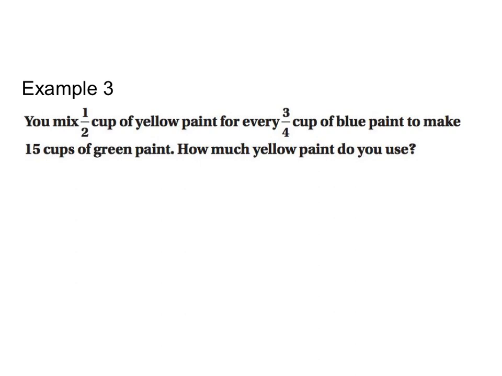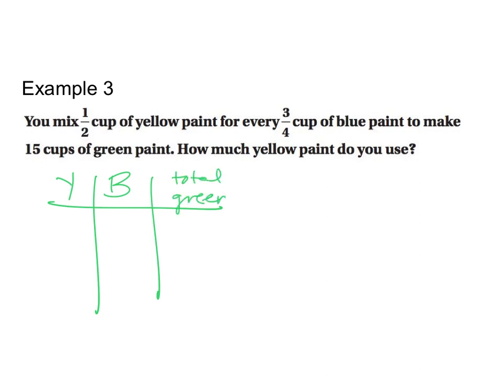One way that I like to solve this is using a ratio table. So what I like to do in my table in this situation is make a spot for yellow. This is the yellow paint, the blue paint, and then the total, which in this case happens to be green paint. So every time I mix 1/2 cup of yellow, I put in 3/4 cup of blue, and that in total would be 5/4 cup of green, because 1/2, 2/4, plus 3/4 is 5/4.